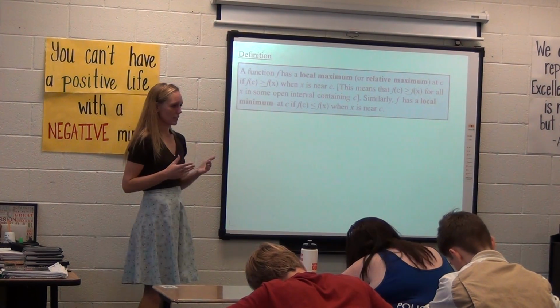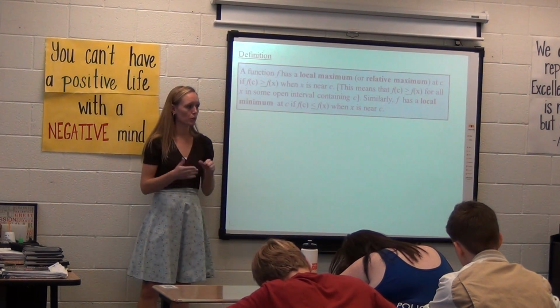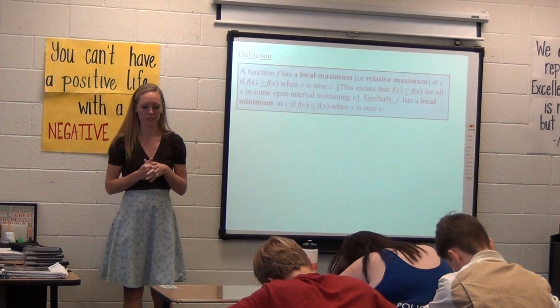And then the minimum is the same concept. That point is the lowest point when we're zooming in just on a specific interval.